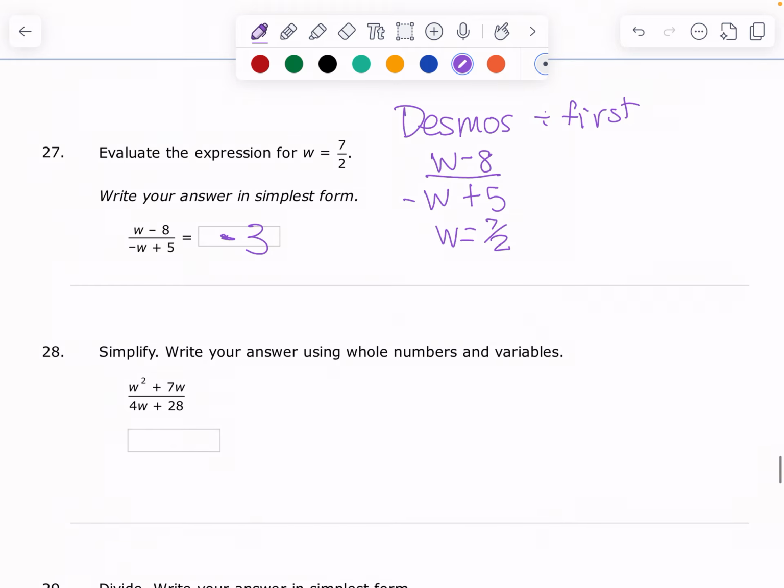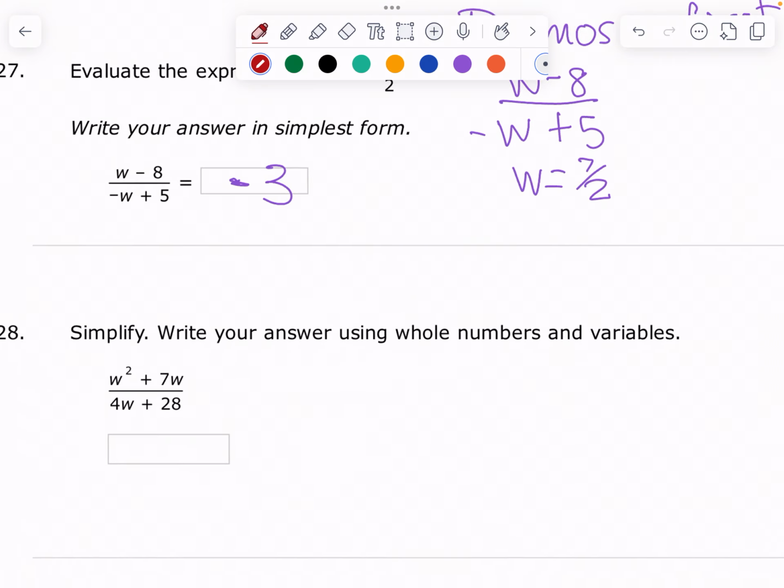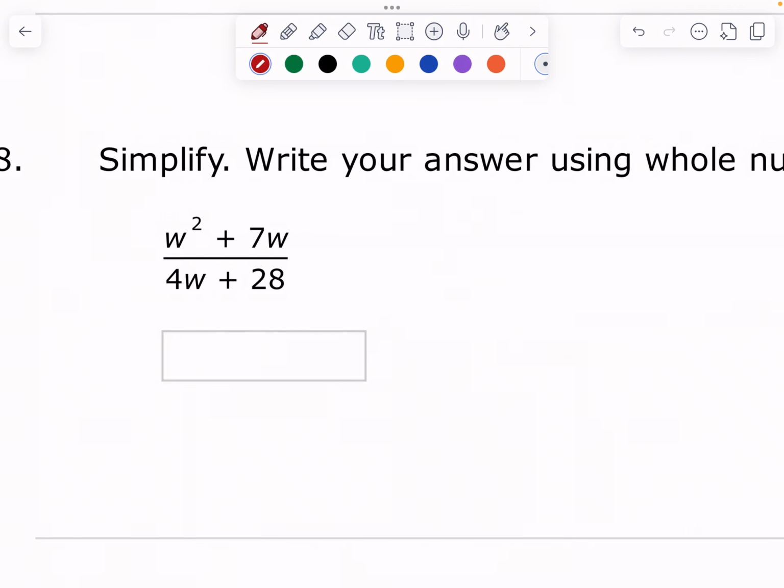Okay, 28. I'll tell you on the test, on the final, there's only going to be one simplifying one. So we're going to get into it for the sake of time. Okay, so for these, we're going to just factor. So the top one, what do you see that goes into the top one? Well, I see w goes into both of them. So I'm going to divide both of them by w, which means the w would come outside of parentheses. And then w squared divided by w would leave us with w, and 7w divided by w would leave us with 7.